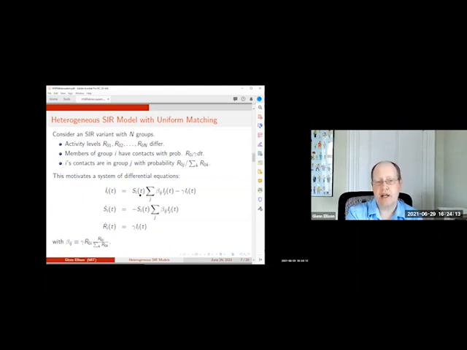So the beta_ij coefficient there is just gamma R0i, my activity, times R0j over the sum of R0k, the fraction of those people who are going to be from group j. So it's just the fraction of my interactions which are with someone from group j, multiplied by the probability that person from group j is infectious. Okay, so it's the simplest uniform random matching model you can make up.